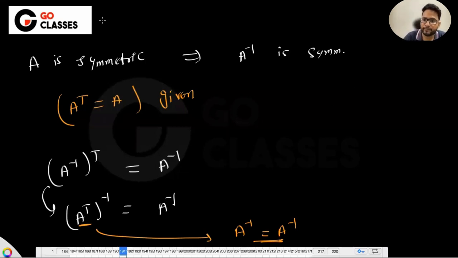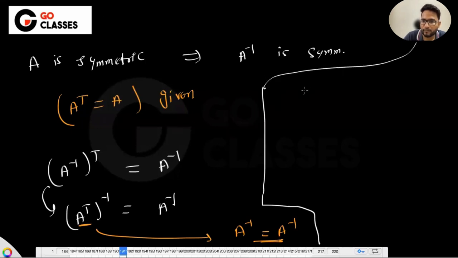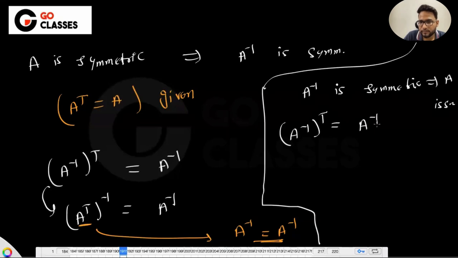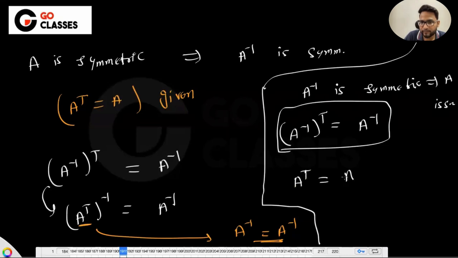Now let's prove the other way, which means if A inverse is symmetric, then A is symmetric. That is given to me, so I will take this as given and I will prove that A is symmetric. So let me put the inverse on both sides. If two matrices are equal, then the inverse also must be equal, right? Let me put the inverse on both sides.